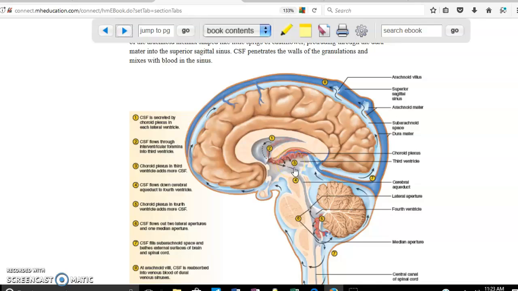So this fluid comes down right here, and as I said, through the lateral apertures it will come out and bathe the brain as well as the spinal cord. How does it get reabsorbed? It goes out, and through the arachnoid villus, the fluid gets reabsorbed right here into the superior sagittal sinus that eventually is going to dump all that fluid into the systemic circulation.